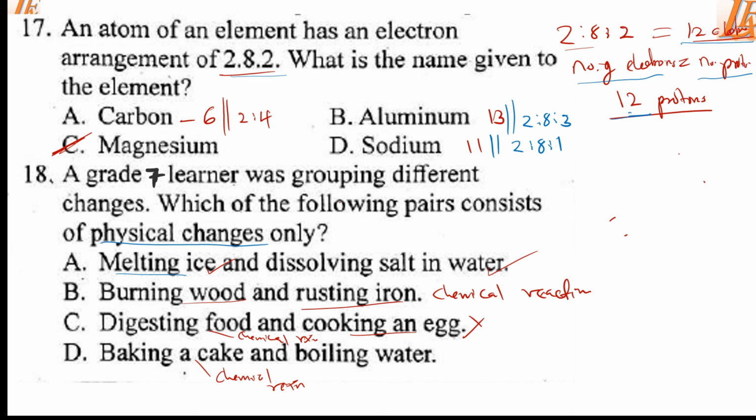And then boiling water, this is a physical change. But in this case, they are asking which one of the pairs consists of a physical change only. This one is a chemical change, this is a physical change, so this one cannot. Digesting food and cooking egg, these are chemical reactions. Burning wood and rusting of iron, these are chemical reactions. So the only one which is correct is melting ice and dissolving salt in water. So the correct answer is A, the only one which consists of a process which is a physical change only.